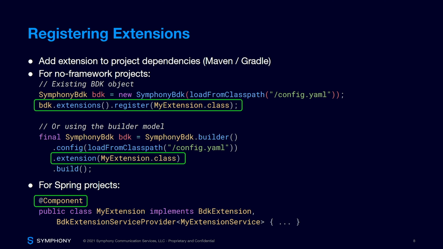On the bot project side, you need to add the extension as a project dependency. Afterwards, you would then need to register the extension. You can either take the existing Symphony BDK object and call the extensions.register followed by the extension class, or additionally, you can use the extension call if you're using the builder model. For Spring projects, if the extension class was already defined as a bean, nothing needs to be done here. Else you can just add an @Bean reference to the extension in a configuration class.